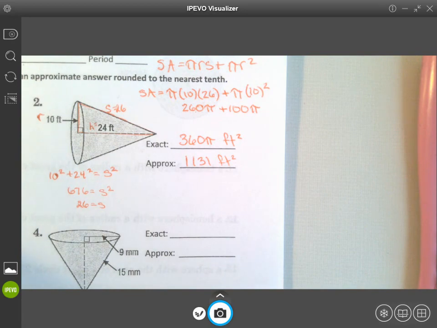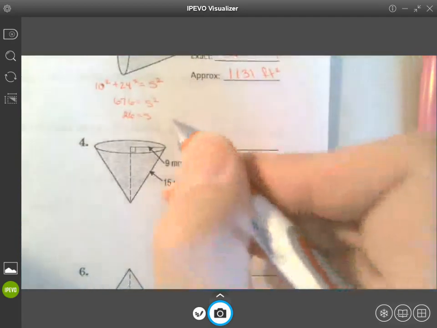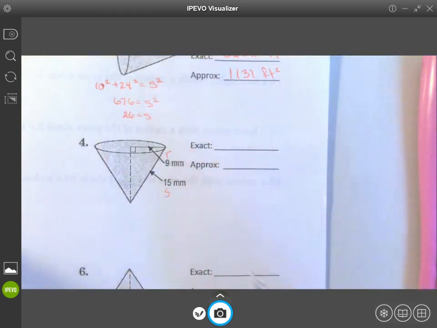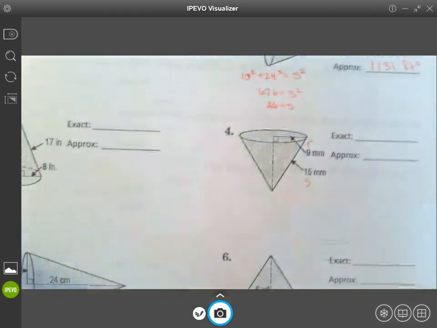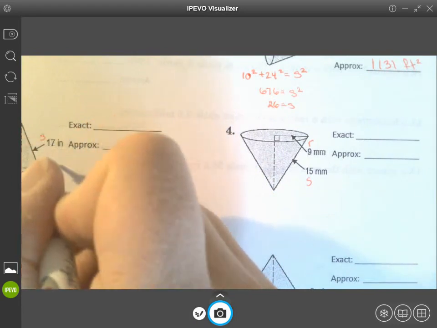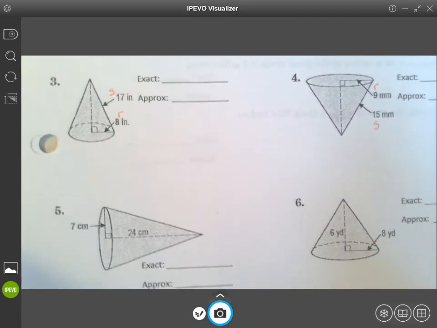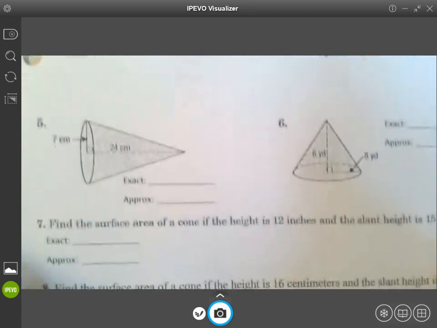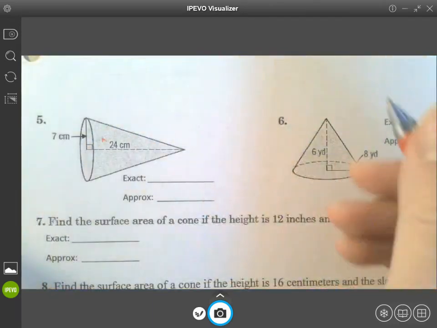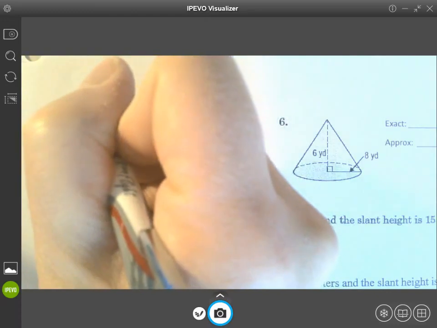Okay, that's pretty much what I wanted to show you on the front. So take a minute and look. Number 4 gave you the radius and the slant height, so you can jump right in. Number 5 gave you the slant height and the radius. You can jump in. You can't see what I just did there. There's number 3, sorry. Number 5 gave you the height, so you're going to use Pythagorean theorem, so I'll start that with you.